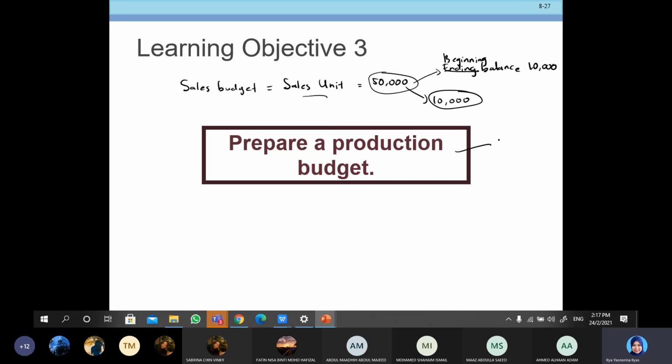Why? Because we want to identify the production unit, how much we should actually produce out of this 50,000 to fulfill the demand. The demand is 50,000. We want to make sure that production is enough to cover 50,000 units. Now we proceed to the production budget.